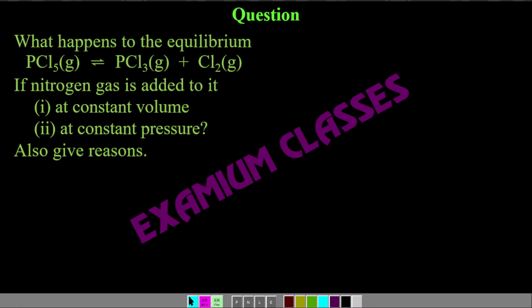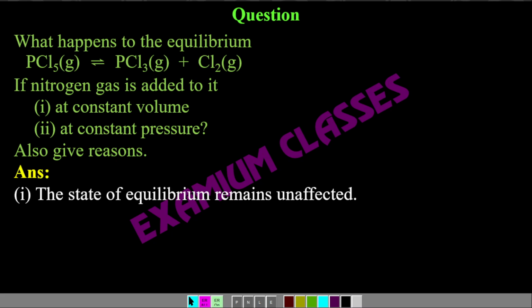Next question. What happens to the equilibrium for this reaction if nitrogen gas is added to it at constant volume and at constant pressure? This is something I told you earlier, and I will explain the constant pressure case later on with an example. At constant volume also, at constant pressure also, the state of equilibrium remains unaffected. This is something we have talked about.